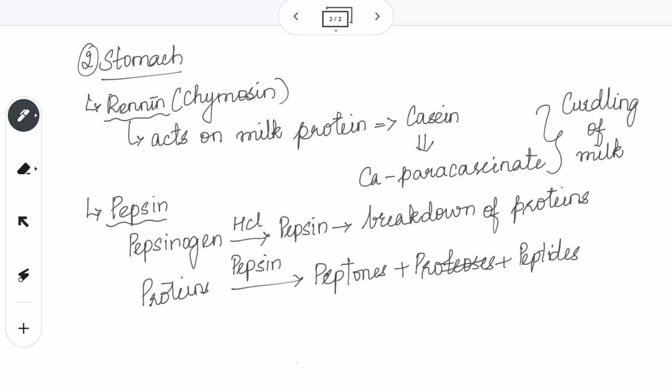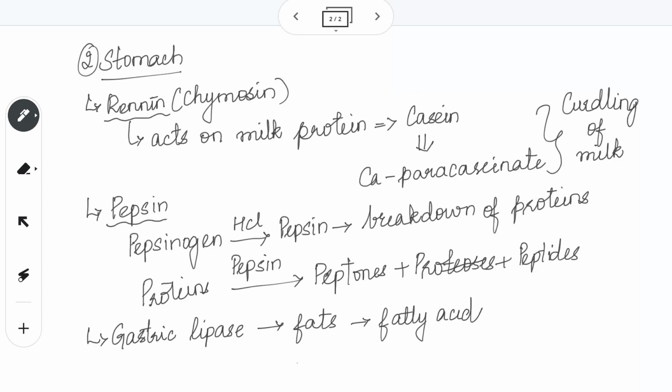Then there is another one also present inside the stomach. What is that another one which is present inside the stomach? Is gastric lipase. Gastric is nothing but what? Stomach itself, right? Lipase is nothing but something which is going to help in the breakdown of our fats. What is that? Gastric lipase. Okay, this helps in the conversion of fats into fatty acids and glycerol. Since it is present in the stomach, you call it gastric lipase.